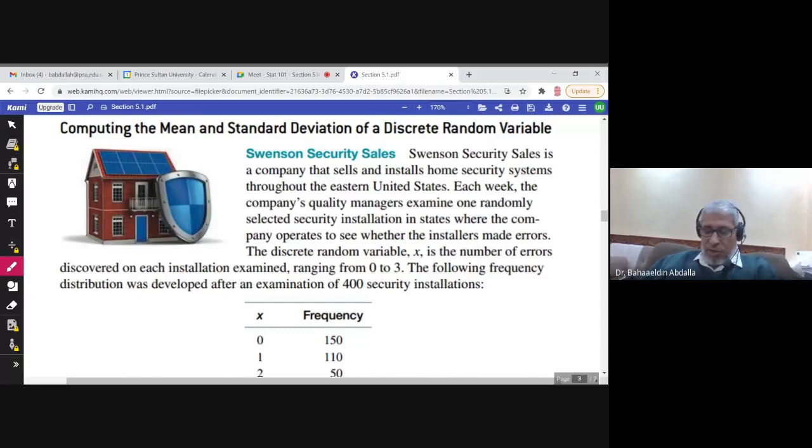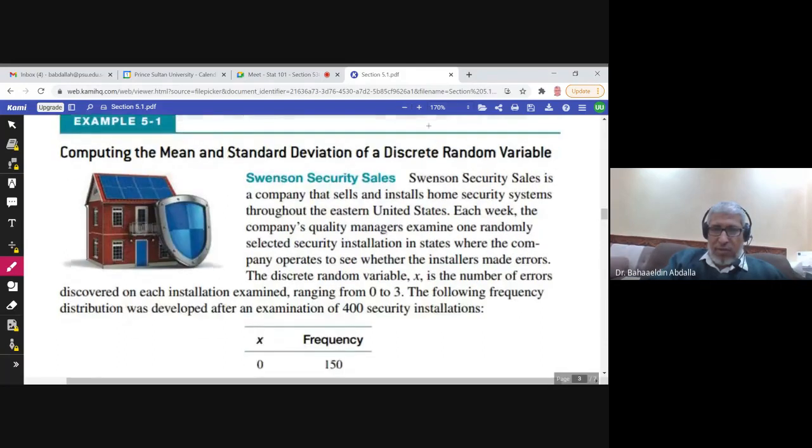Today inshallah we will solve some examples and exercises about discrete probability distributions in general. So the first example: computing the mean and standard deviation of discrete random variables.